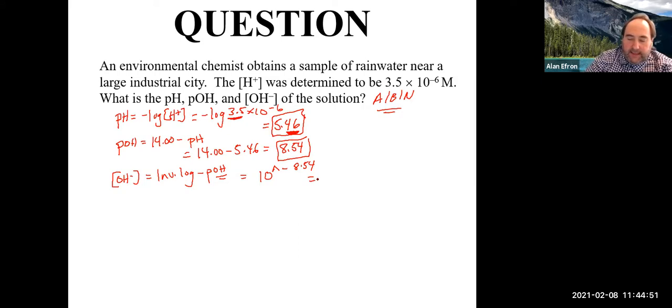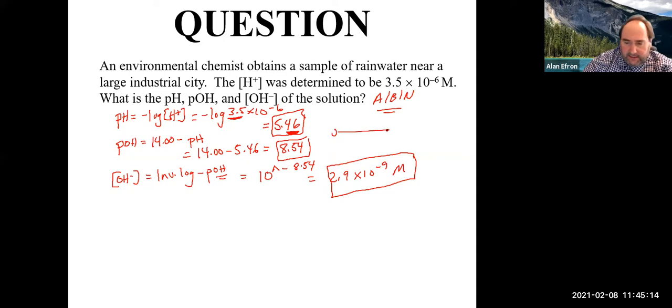Your calculator might cut you off there. Mine did. I had a bunch of zeros and a 3 at the end. But if you put it in scientific notation, you'll end up with something like 2.9 times 10 to the minus 9, and that would be molar. If your calculator is not in scientific notation, you probably had a ton of zeros and a 3 at the very end, and it probably just rounded for you. So that's how we get 2.9 times 10 to the minus 9.